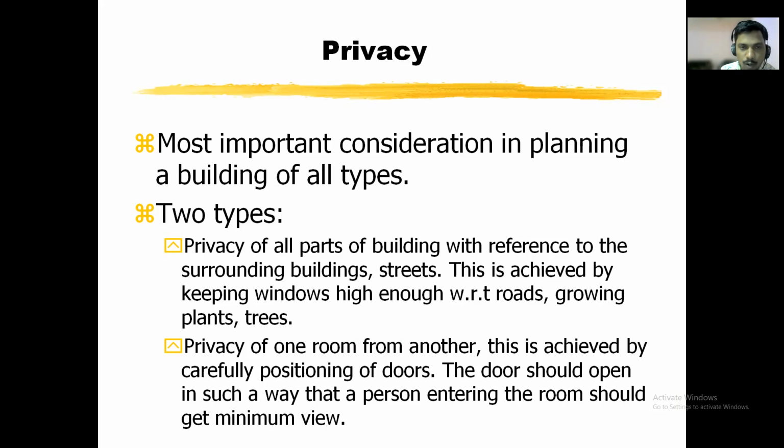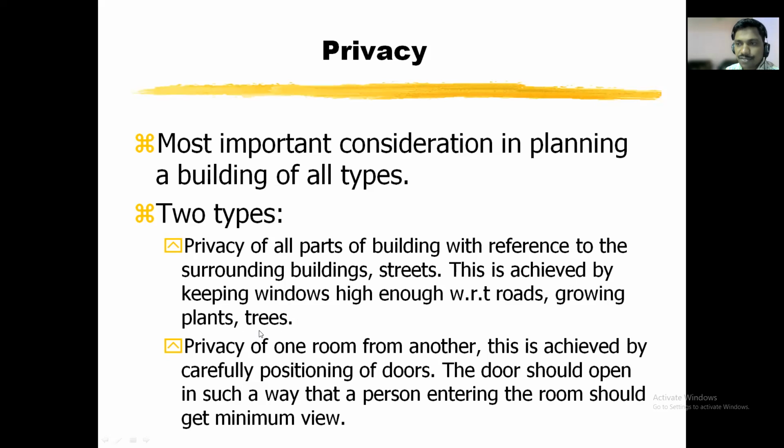Both types of privacy we try to achieve by providing walls, window shutters, as well as curtains, and many more things, maybe growing trees or plants at the compound wall, or by increasing the height of the compound wall we can achieve external privacy, means from the street or roads. Privacy of all parts of a building with reference to the surrounding buildings and streets is achieved by keeping windows high enough with respect to roads, and growing plants and trees.